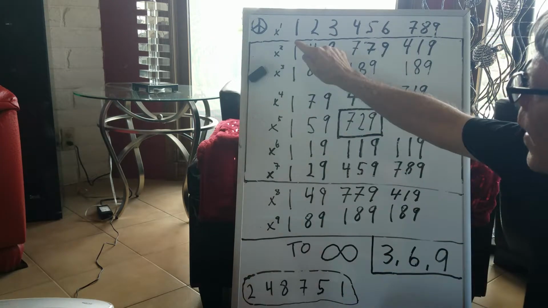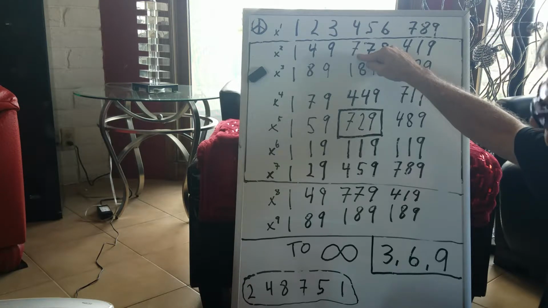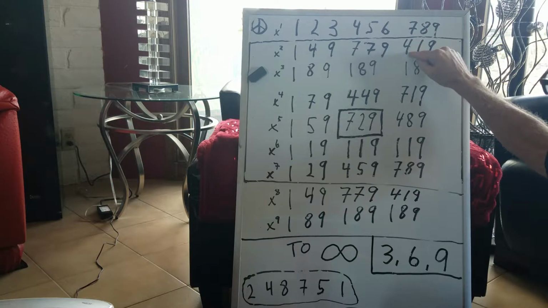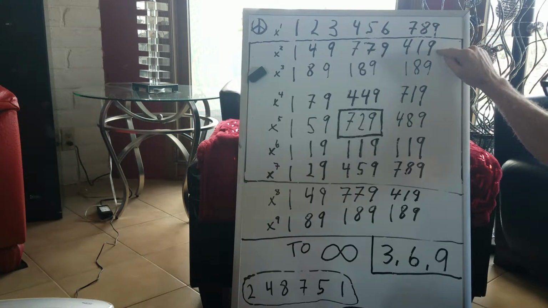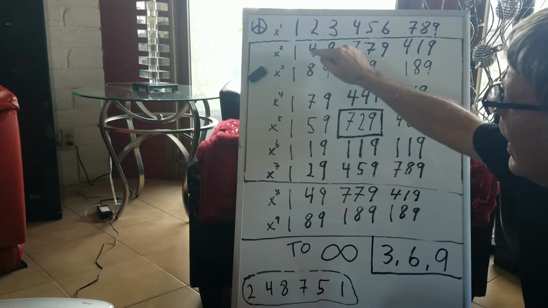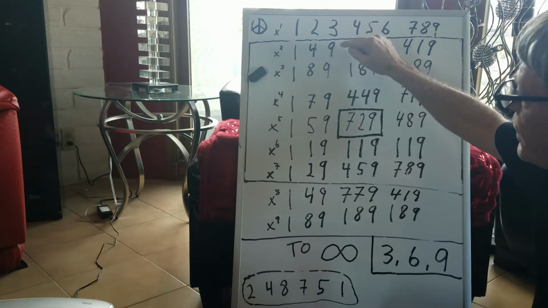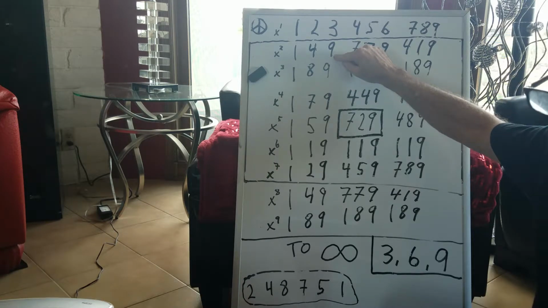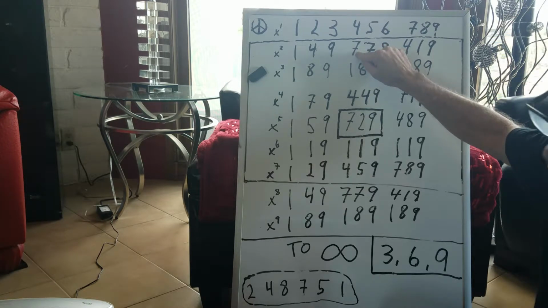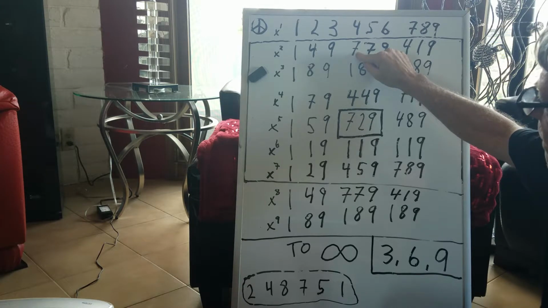So we square 1 is 1, 2 is 4, 3 is 9, 4 is 16. Do the arithmetic. 5 is 25, do the arithmetic. 6 is 36, 7 is 49, 8 is 64, 9 is 81. 10 is 100, but 10 is a 1, so 1. 11 is 121, but 11 is a 2, and 121, do the arithmetic, it's 4. 12 is a 3, squared is 144. 13 is a 4, 13 squared is 169. 1 and 6 is 7, and 9 is 16, which is a 7.